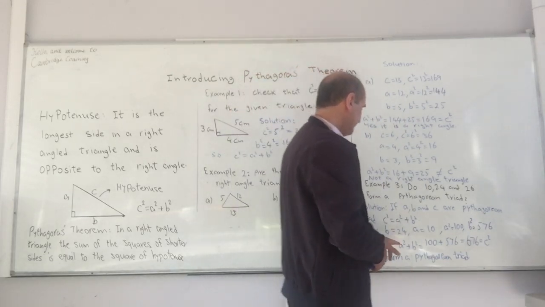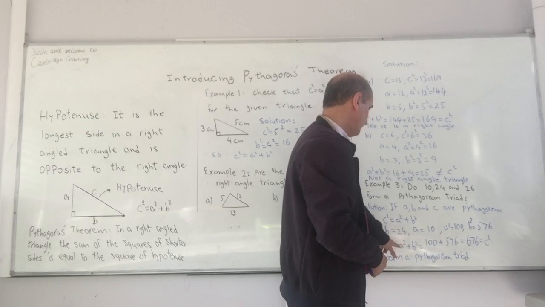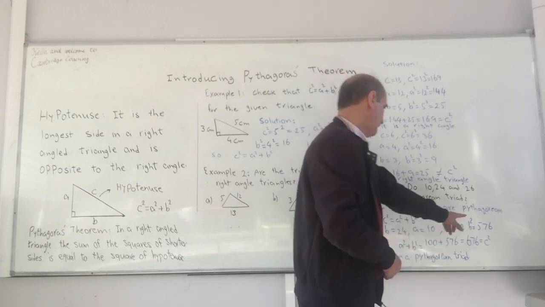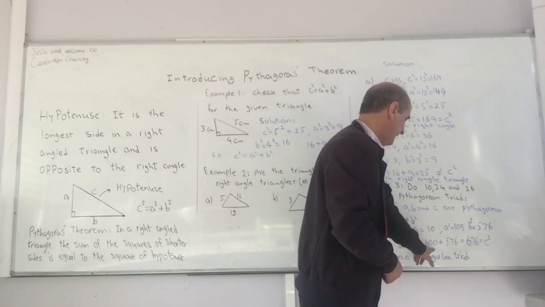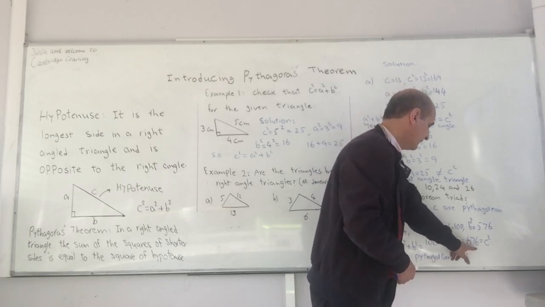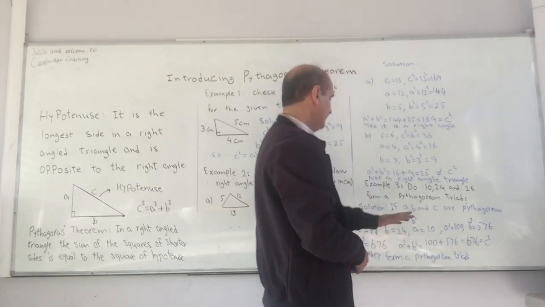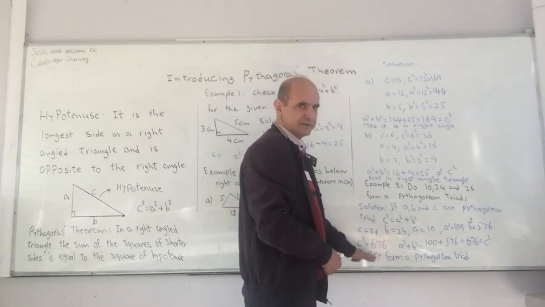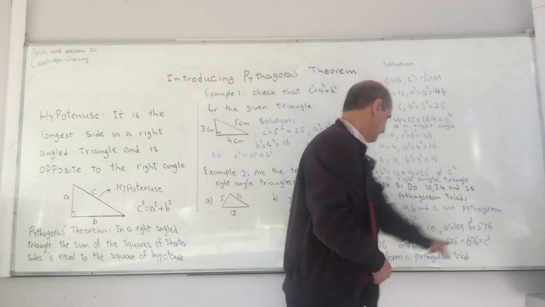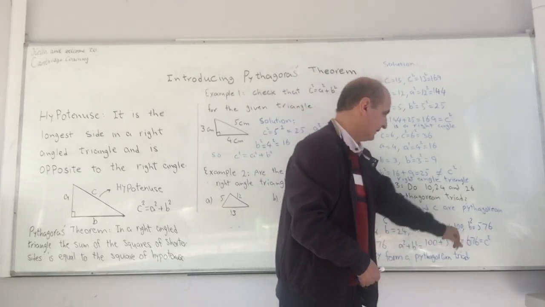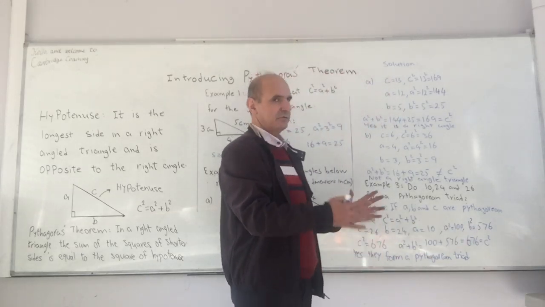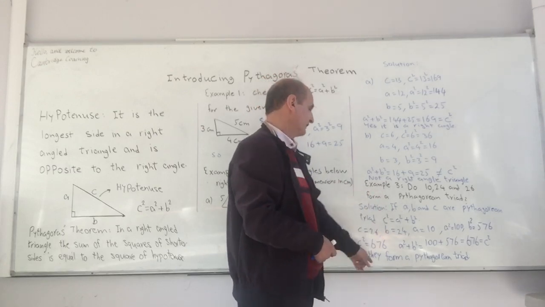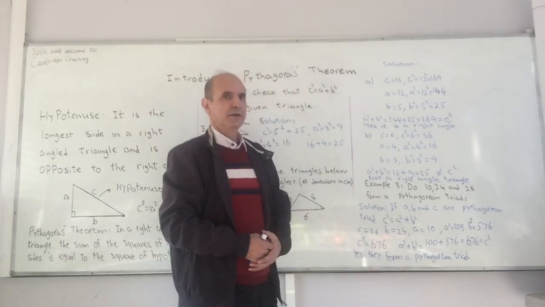Alright, then add a squared plus b squared. a squared was 100. b squared was 576. Add them up, you get 676. Then look at your c squared. That's your c squared. Are they the same? Yes, they are, because c squared is also 676. So because a squared plus b squared is the same as c squared, then yes, they form a Pythagorean triad.